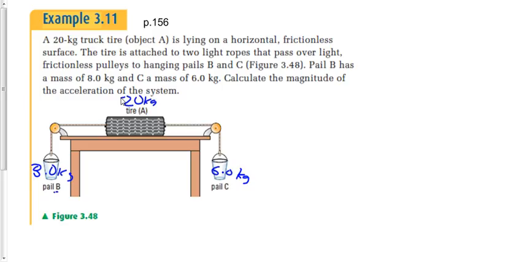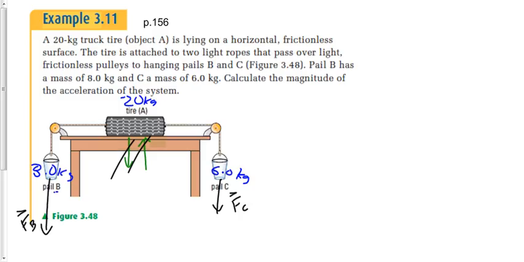Now, let's start drawing a free body diagram here. We have a force of gravity acting down and a normal force acting up on the tire, but they cancel. So just like in all those other problems, we're not going to worry too much about that. The only other 2 forces acting here are the force of gravity acting on B, I'll call that FB, and the force of gravity acting on pail C. I'm going to make that a slightly smaller force because the mass is a little bit smaller.